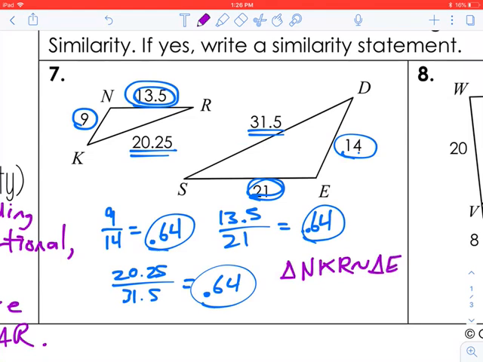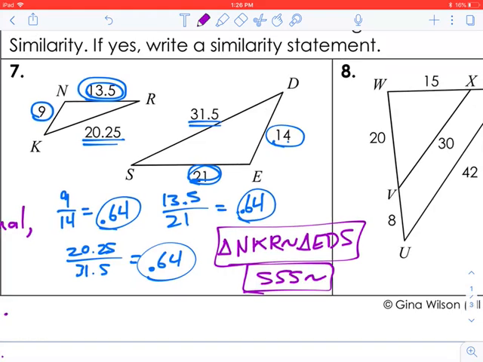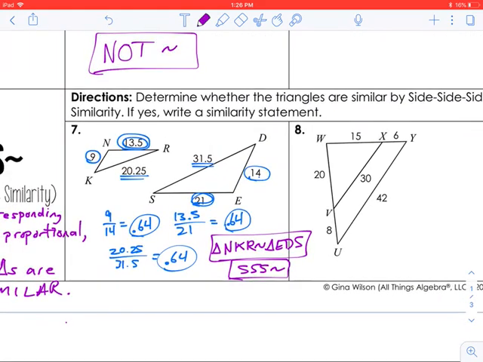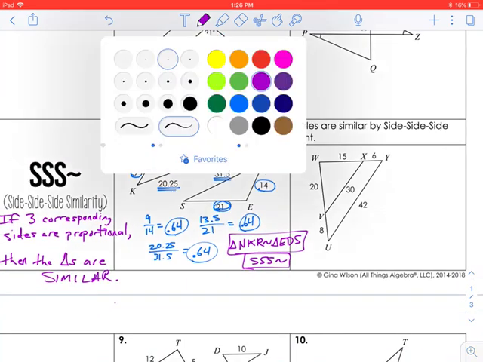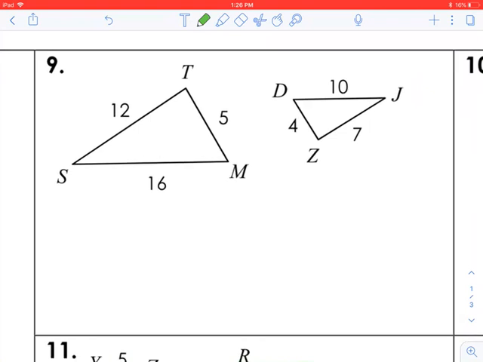And then NK is the smallest one, so EDS would be our other triangle by side similarity. Okay? So not only do you need to provide your triangle similarity statement, but also the reason, side similarity. Okay? So let's look at the next page on the back. Look at a couple more of these.